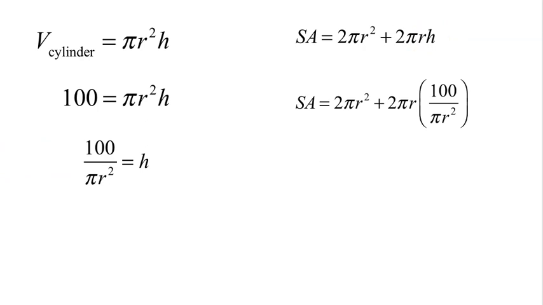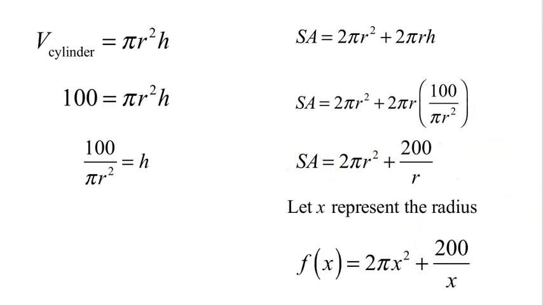Now, what happens? The pi's divide out. 2 times 100 is 200. R divided by r squared is an r downstairs. So what I get is surface area is 2 pi r squared plus 200 over r. And this is the function that I want to minimize. I want to design the can so I have minimum surface area. That'll give me minimum cost, likely.